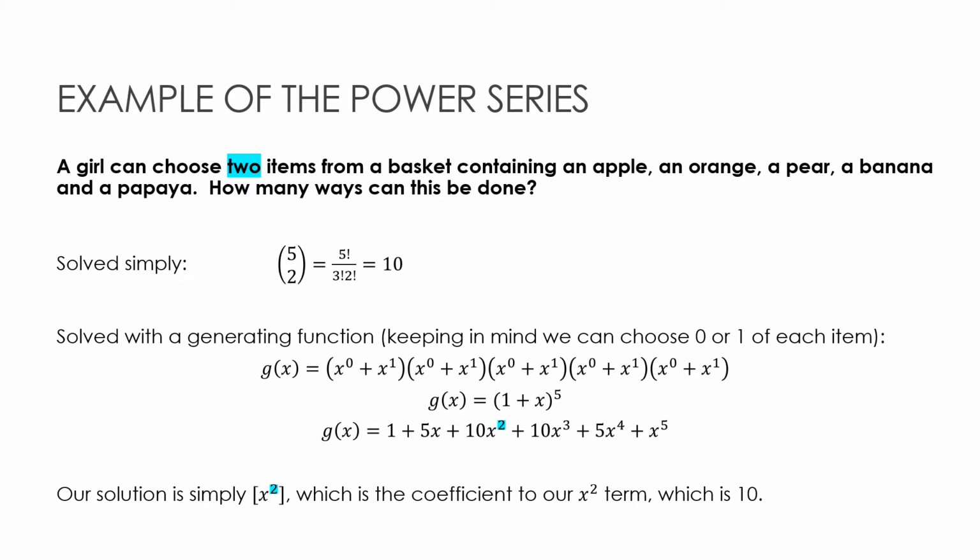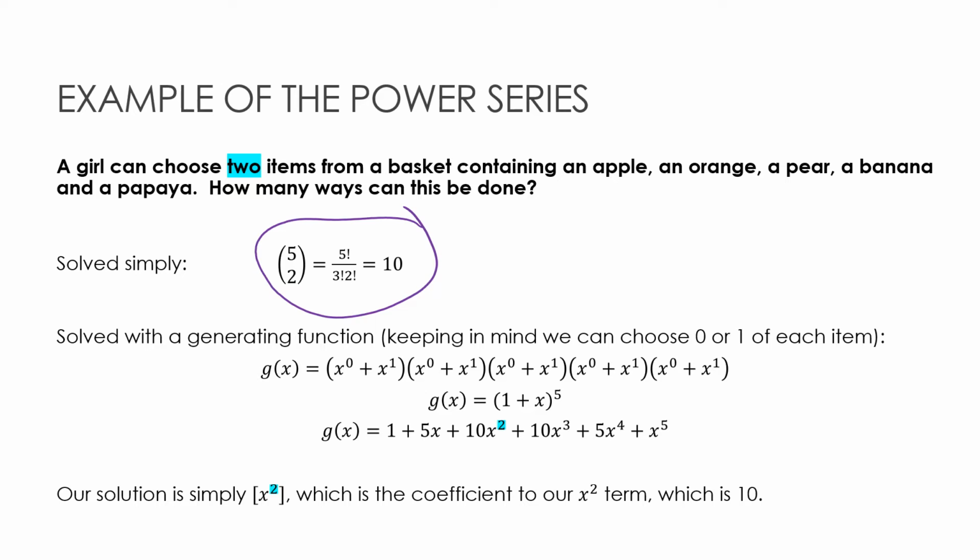I'm starting you out with a very simple example. In this example, a girl can choose 2 items from a basket, and in that basket there's an apple, an orange, a pear, a banana, and a papaya. How many ways can this be done? Now, this is a simple example where I don't need a generating function to solve. In fact, I can do it just like this in this case.